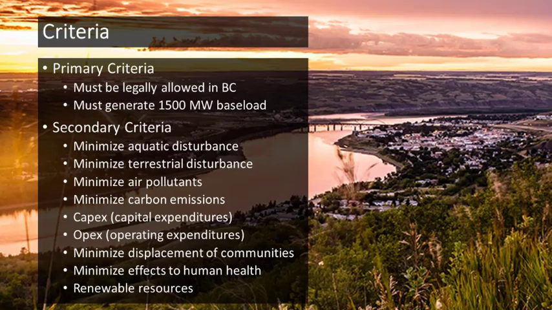And just as a side note, displacement of communities is a huge issue. With Site C, they did displace a few farms. It was relatively minor compared to, say, the Three Gorges Dam, where they displaced over 1 million people. So imagine that. You're flooding out tons and tons of different cities and telling over 1 million people, go find a new home. That probably wouldn't fly in northern BC. And then we want to use renewable resources if we can. So these are the criteria.